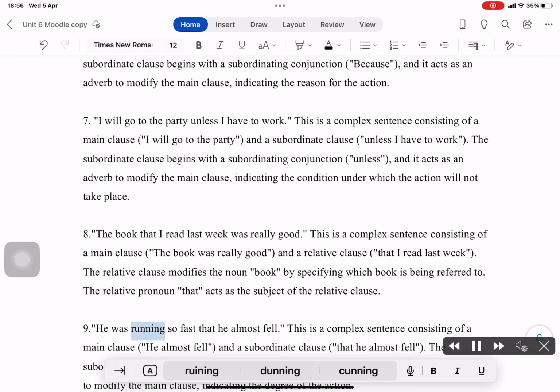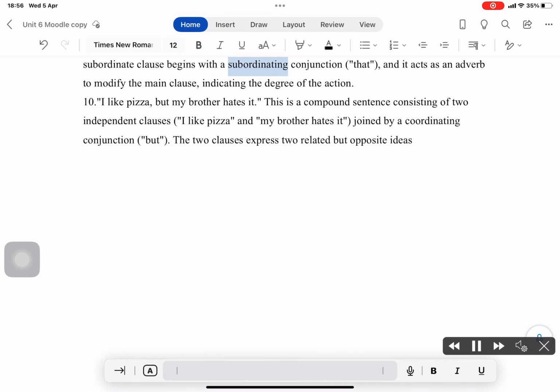He was running so fast that he almost fell. This is a complex sentence consisting of a main clause, he almost fell, and a subordinate clause, that he almost fell. The subordinate clause begins with a subordinating conjunction, that, and it acts as an adverb to modify the main clause, indicating the degree of the action.